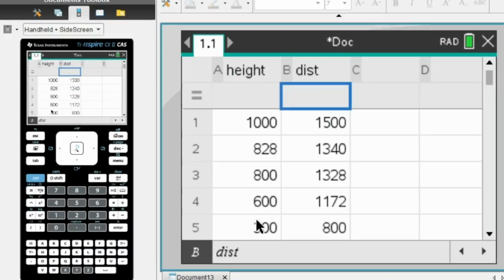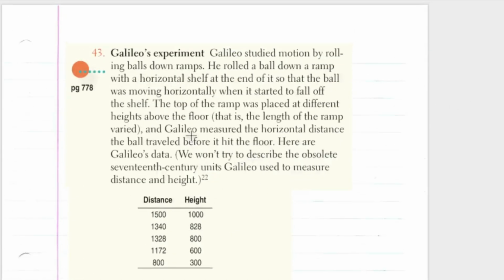So as you can see, I put in the data here where the height, remember the height is going to be our independent variable, and the distance is going to be our dependent variable, otherwise known as the explanatory variable and the response variable. Let's go ahead and go back to our calculator.